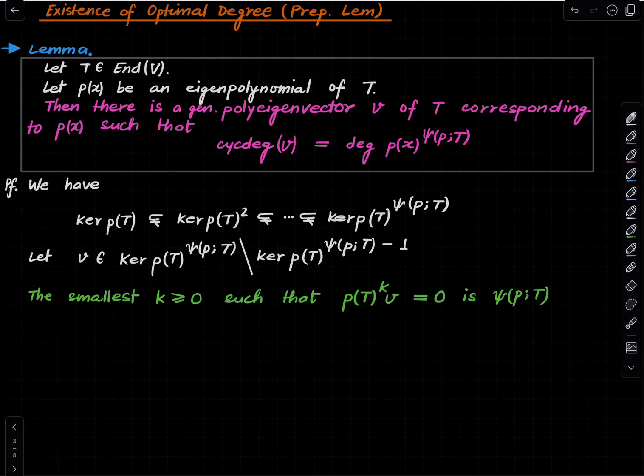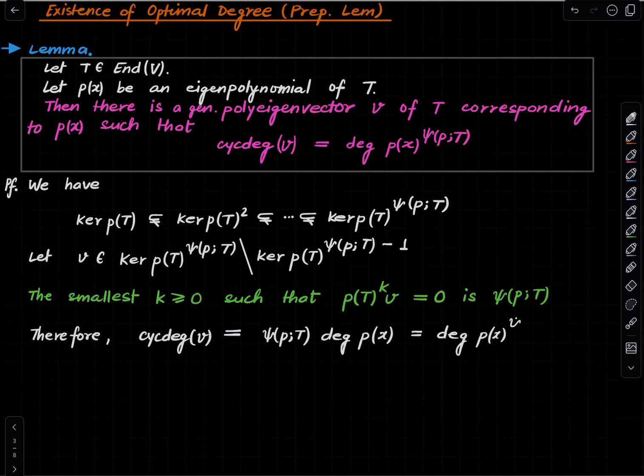Okay, and therefore by what we recalled, the cyclic degree of the vector v is the same as the smallest integer times the degree of the eigenpolynomial, which is the same as the degree of this thing. So that proves our lemma. Okay, so that's a very simple lemma. And now for the main event.